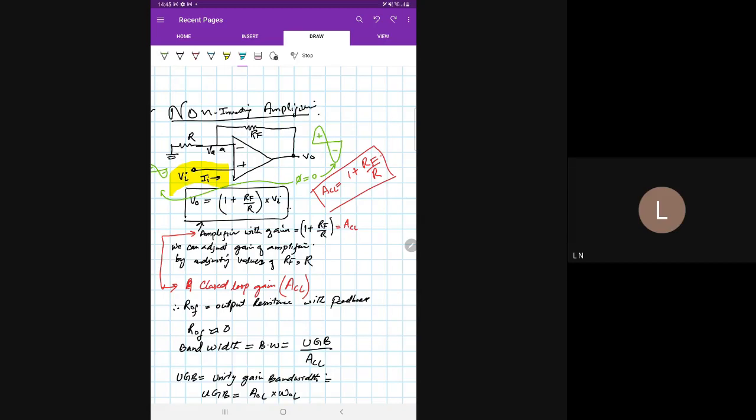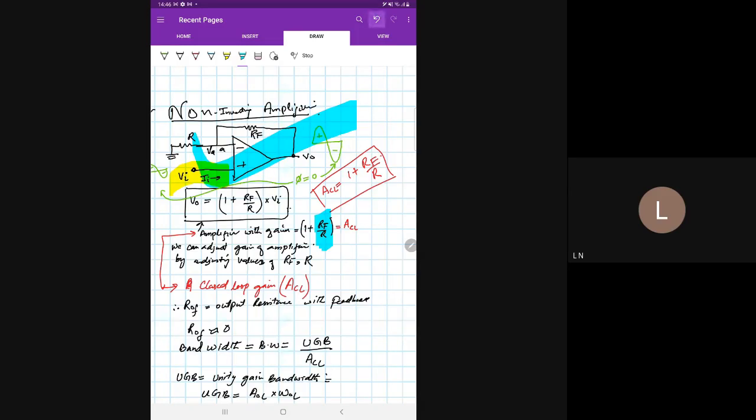Now, the good thing about this circuit is that we can adjust Rf and R. That will help us in adjusting the value of ACL also. It will help us in adjusting the value of closed loop gain. So the closed loop gain of this circuit is quite flexible.